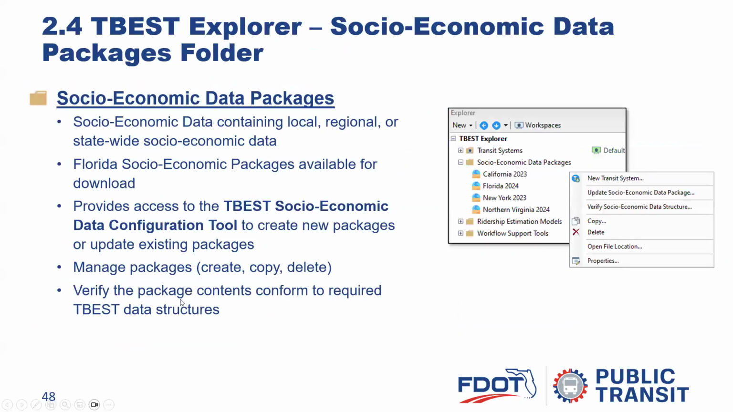Okay. All right, so let's talk a little bit about socioeconomic data packages in that folder. You can see that you have a list of 4 different packages: California, Florida, New York, Northern Virginia. So each one of those is manageable. They were created using the TBEST socioeconomic data configuration tool, and then they are managed by you as the user locally on your machine.